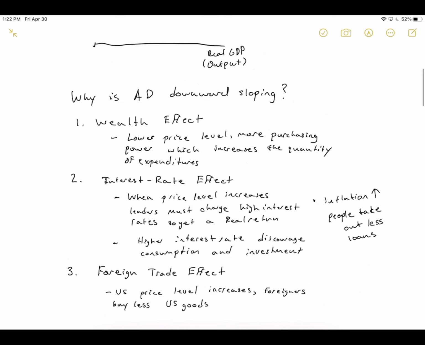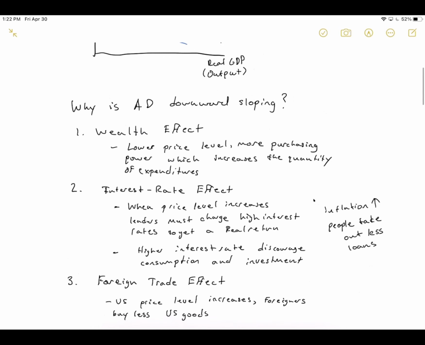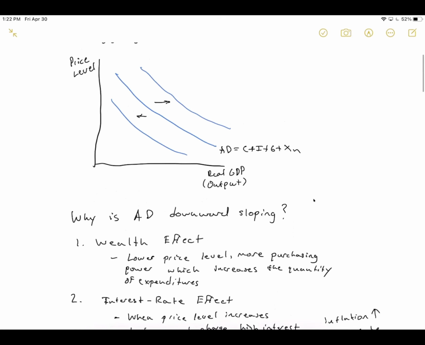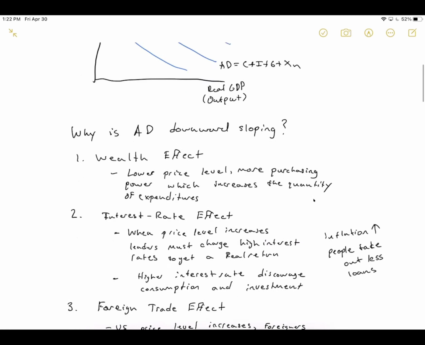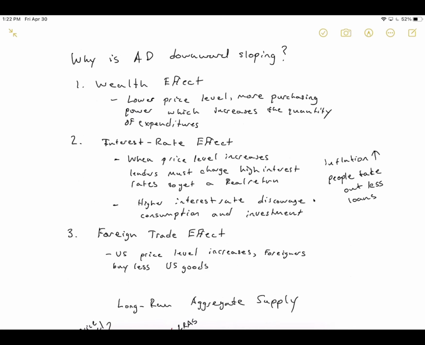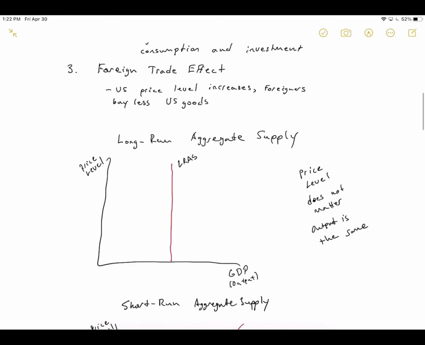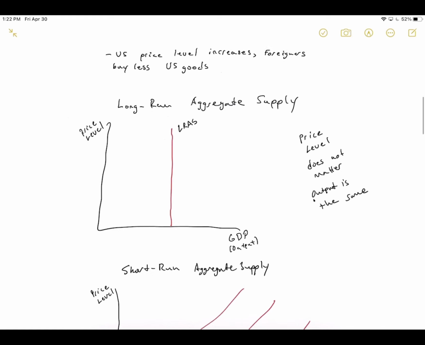This is the idea that I was talking about earlier, that as the US price level increases, foreigners are going to buy less US goods. And the opposite would be if the US price level decreases, foreigners are going to buy more US goods. And that has to do with the XN portion of the equation, the net exports part of the equation. But since we already went over that, I won't go too much into that because I have a few more things to say.